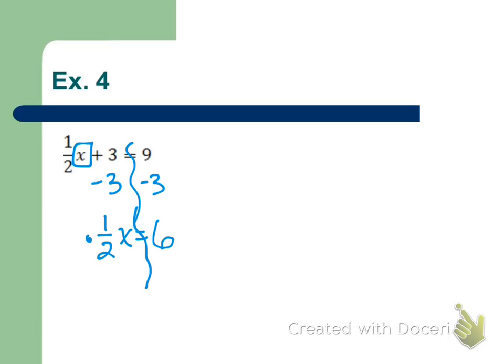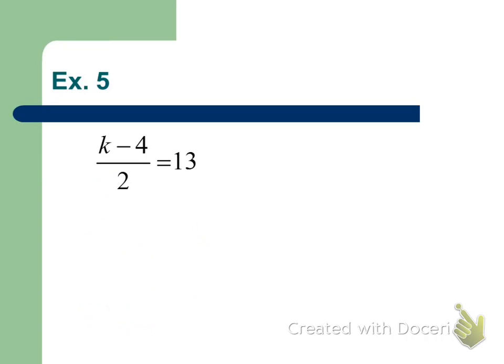You multiply each side by 2. Very good, and we get x equals 12. There we go. Alright, inverse operation, reverse order of operation. Let's move on to number 6.